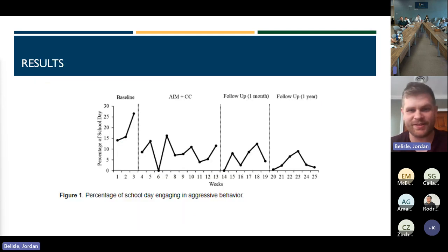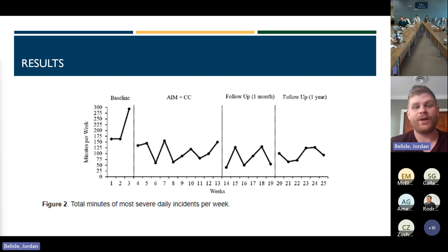And the results are what you see in the behavior analysis studies. As far as the percentage of the school day in which he was aggressive, it was around 23% of the day in baseline and reduced to around 11% in the intervention phase. The results were maintained at 1-month and 1-year follow-ups. When he was aggressive, the total duration in minutes of his most severe aggressive episode of the week decreased.